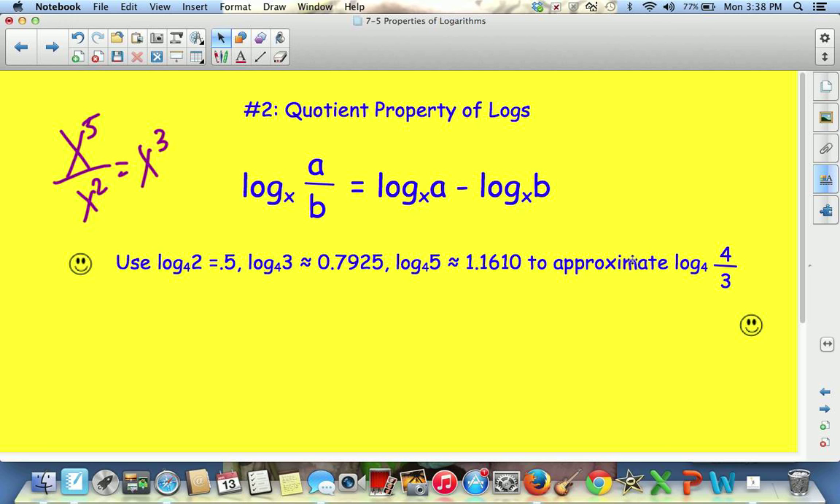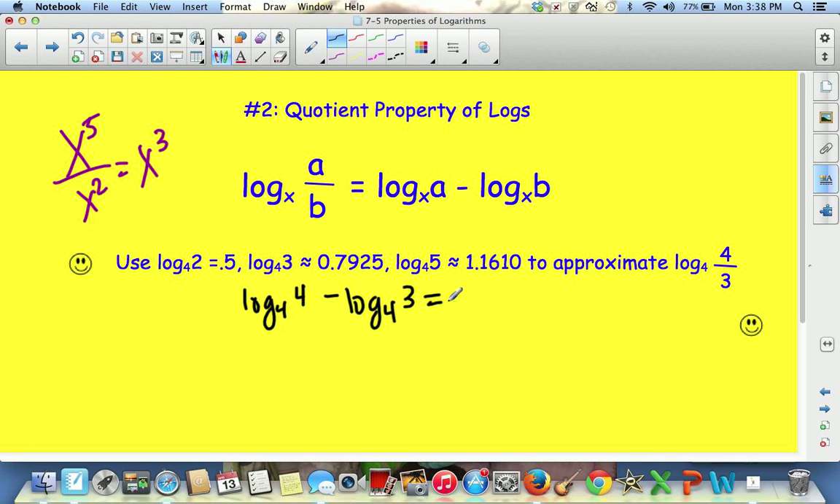So let's look at this one here. We want to divide 4 by 3. So we have the log base 4 of 4, and we could subtract it by the log base 4 of 3. Well, log base 4 of 4 we know is 1, so we have 1 minus the log base 4 of 3, which is 0.7925. You then end up with 0.2075.